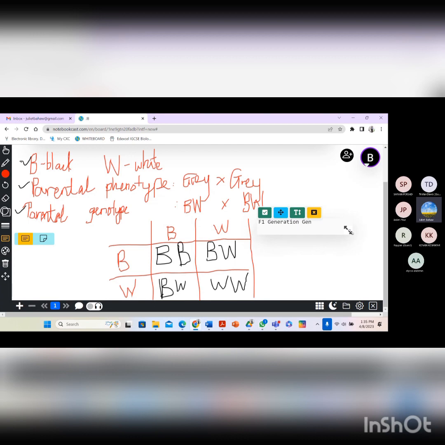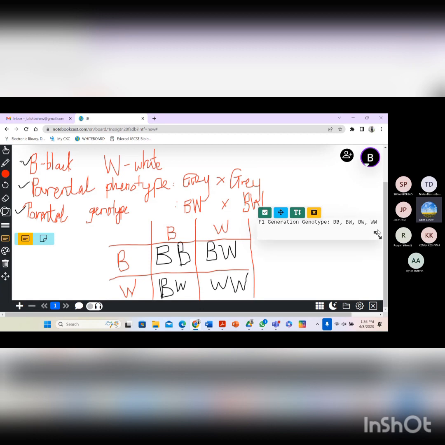Genotype. Right? This is if the first generation, if these parents mate, the combination of alleles that they can inherit. So they can have two big B, that happened once, and then they can have BW, that happened twice, and then they can have WW.